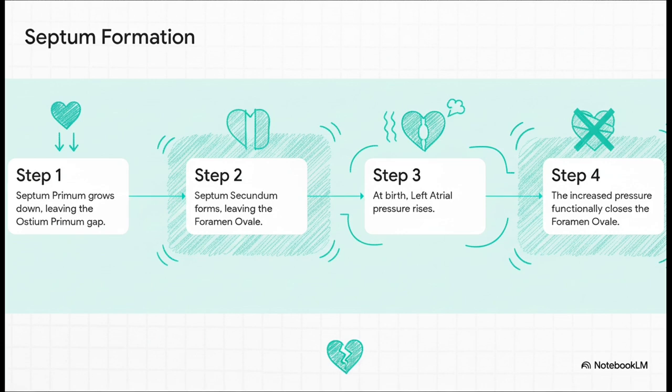Step 2, another wall, the septum secundum, starts growing right next to it, leaving a different hole called the foramen ovale. Now, this hole is super important for a baby before it's born. But then, step 3, the baby is born and takes its first big breath. Boom! The pressure in the left atrium shoots way up, and it pushes that floppy septum primum right up against the sturdy septum secundum, kind of like slamming a door shut. This seals off the foramen ovale. So an ASD is basically what happens when something in this beautiful process goes wrong.